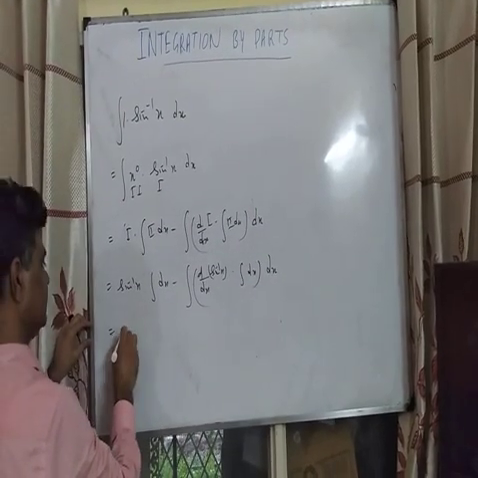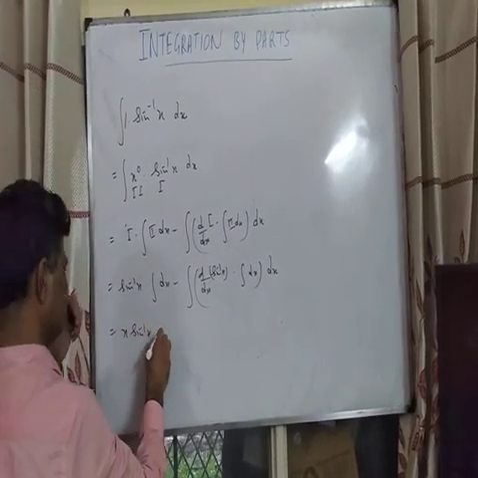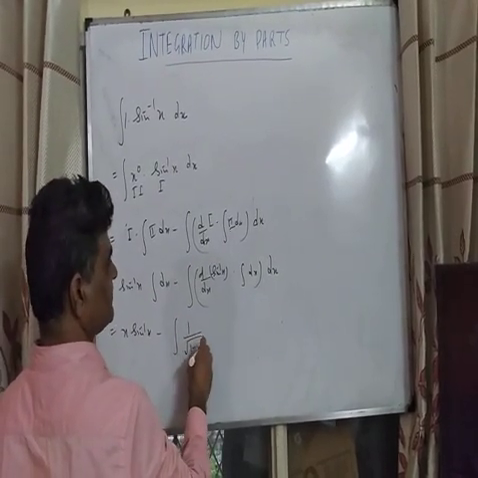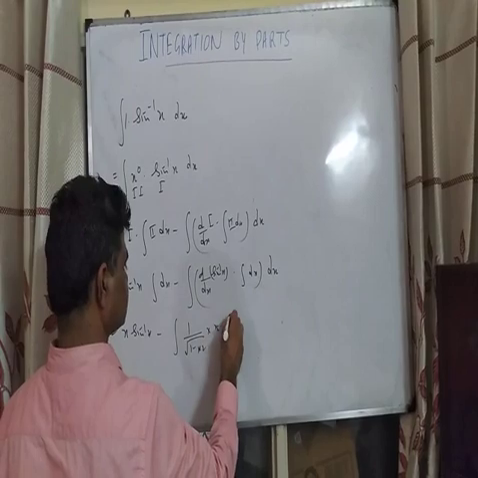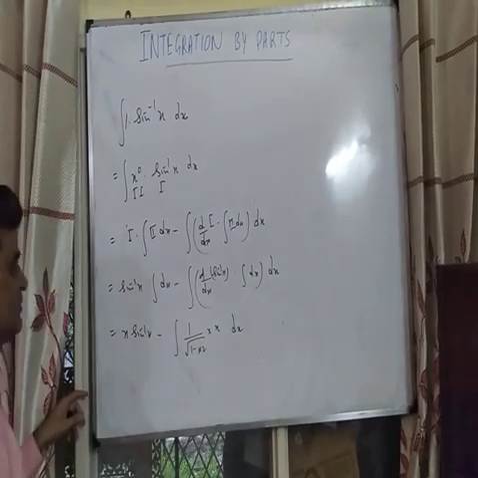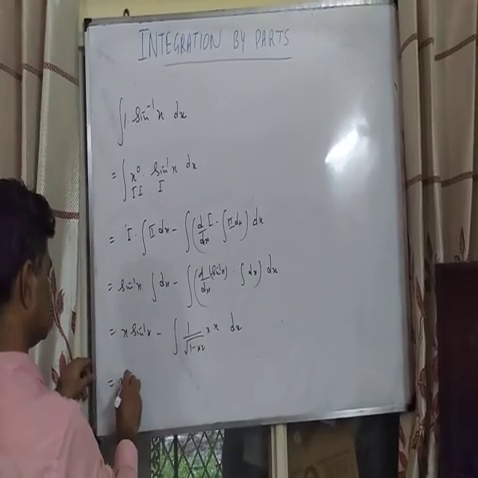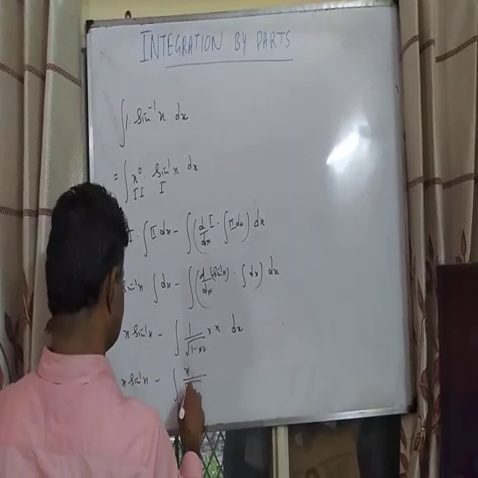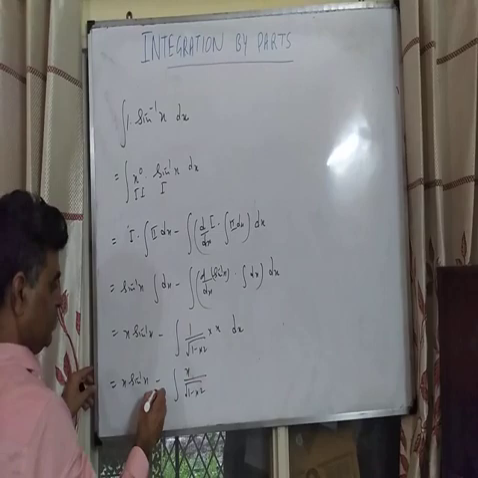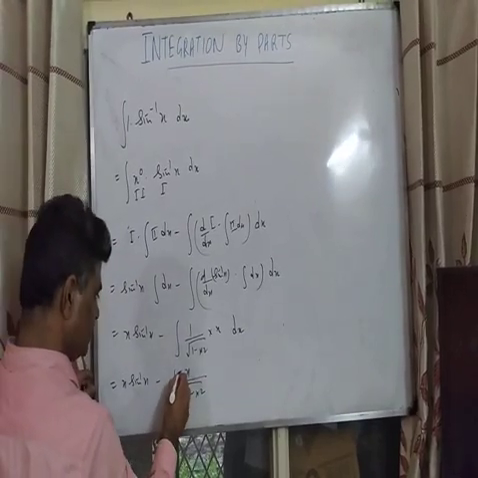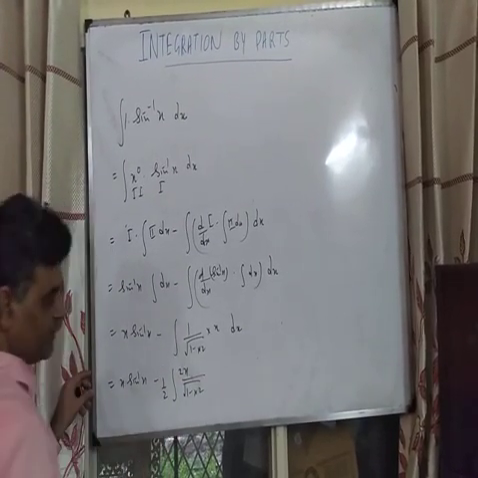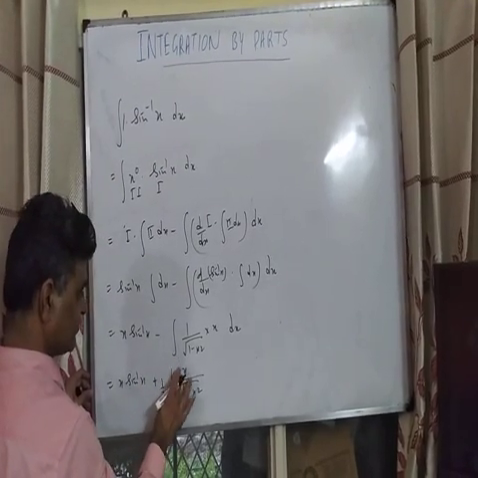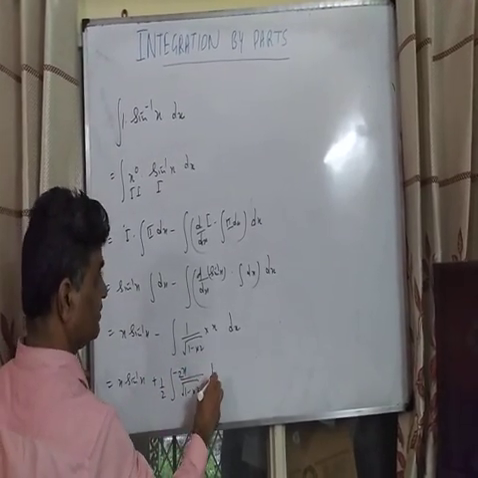So this is basically x sine inverse x, and differentiation of this is 1 over square root of 1 minus x square, and this is x dx. So you can see that x sine inverse x minus x upon square root of 1 minus x square. We are multiplying and dividing by 2, and this minus sign also gets introduced here, dx.